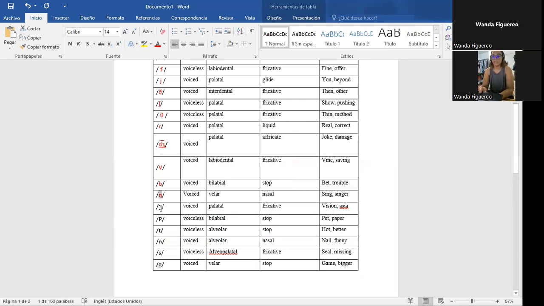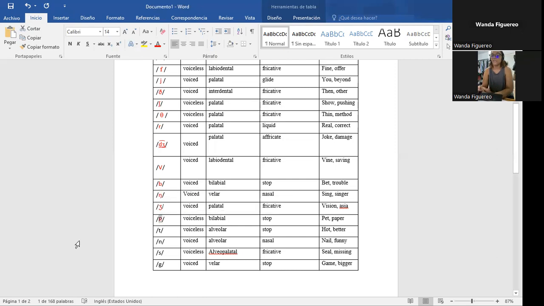We also have this one here, and that is a voiced palatal fricative. So it's like z, as our tongue gets in contact with the hard palate. For example, we have vision, modify, Asia.